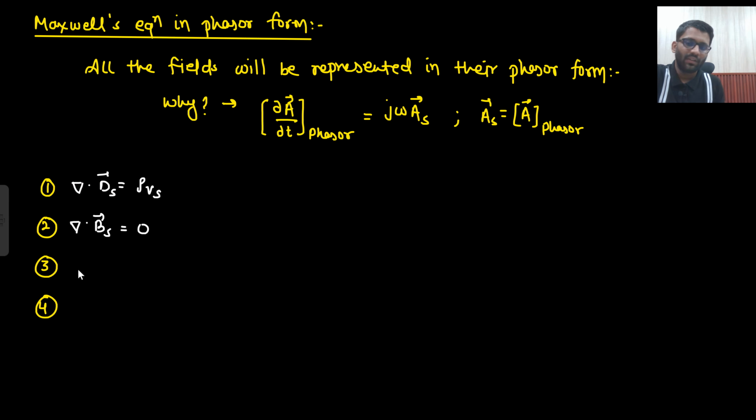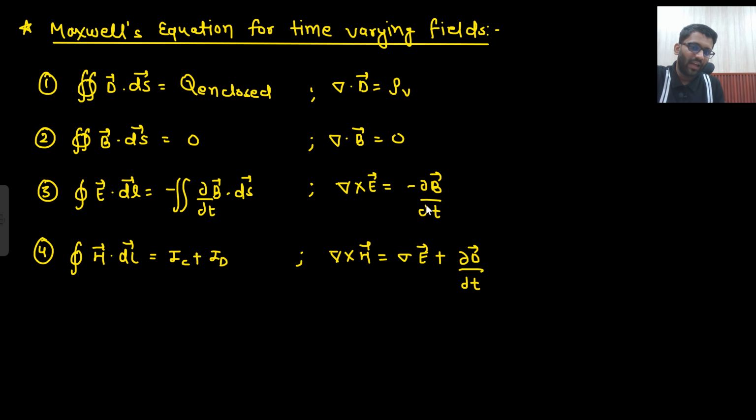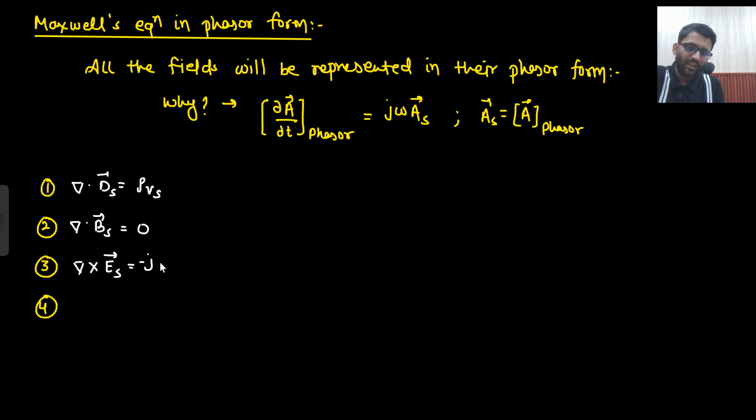What is the third one? ∇×E. So ∇×E, will I write E here? No. What I will write? ∇×E_s. ∂/∂t I am replacing with jω, so minus jωB_s I will write. Is that clear to you? S I need to write. In phasor form I am writing it. In phasor form only you can replace ∂/∂t with jω.